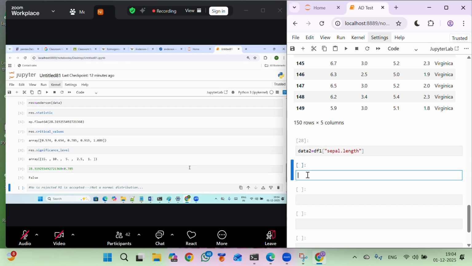So that's the reason, guys, I'm telling you to check all the data sets we have used till now. Check all the continuous columns and tell which is Gaussian and which is non-Gaussian.